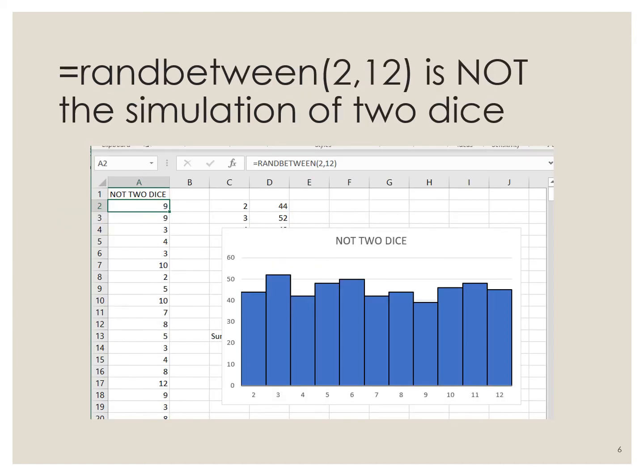Here I wanted to dispel a common misunderstanding. Randbetween parenthesis 2 comma 12 is not a simulation of two dice. It gives the possible values. The possible values when you roll two dice are 2 to 12, but this would give you a uniform distribution of the values. It does not at all take into account that there is only one way to roll a 2 and only one way to roll a 12, but there are 6 ways to roll a 7. And so we expect the peak around the common numbers 6, 7, 8, and we expect the beginning of tails for the 2 and the 12.